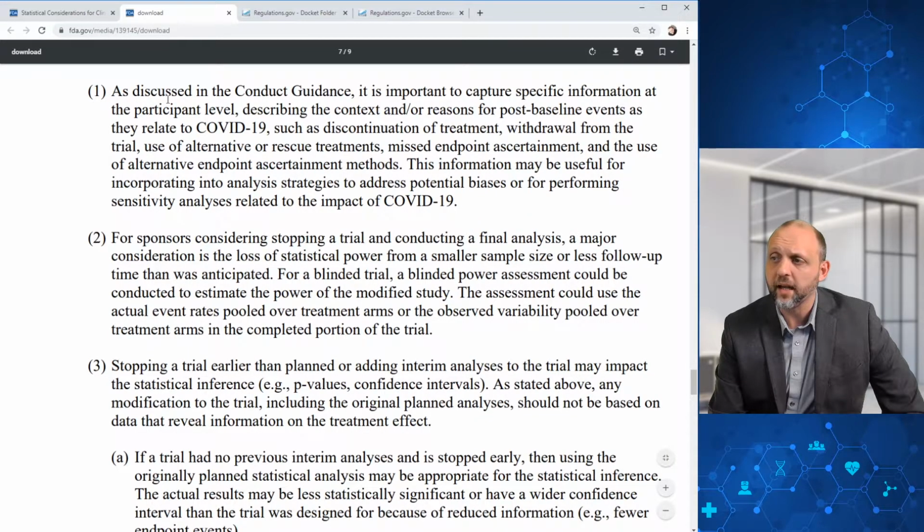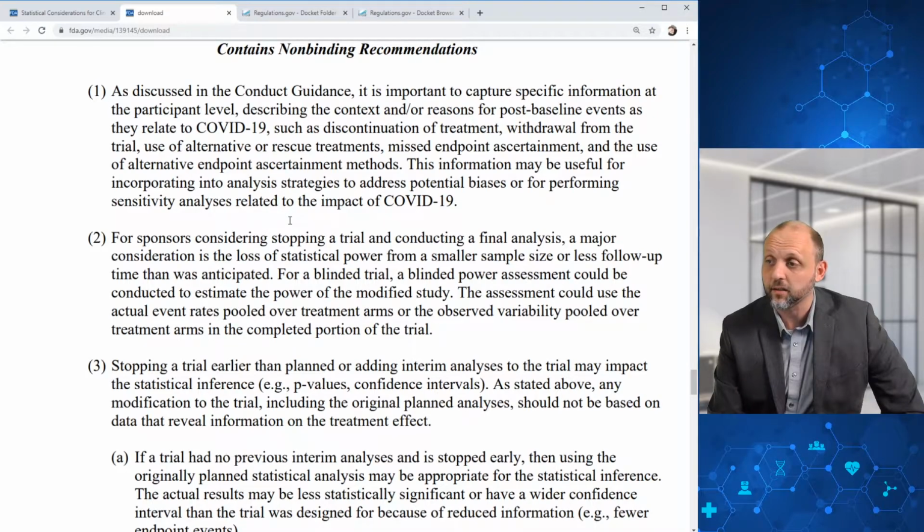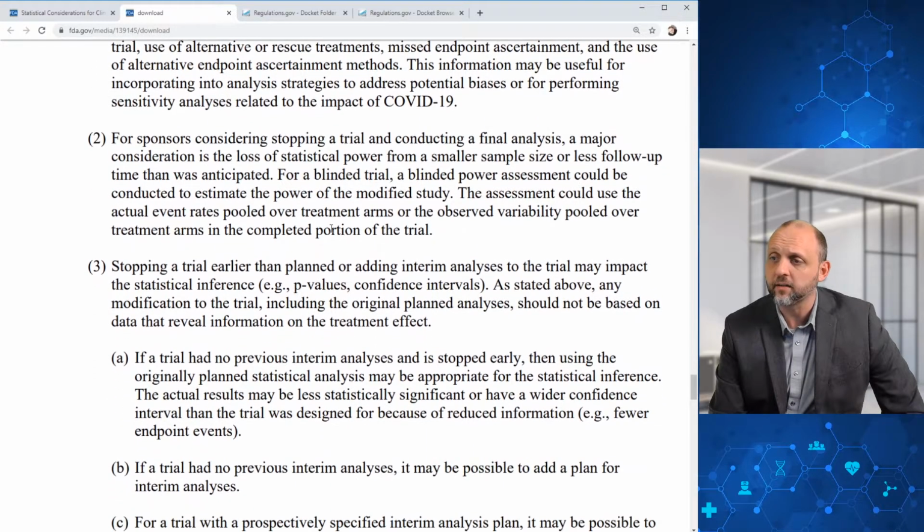So here, number one, as discussed in the conduct guidance, it is important to capture specific information at the participant level describing the context and/or reasons for post-baseline events as they relate to COVID-19, such as discontinuation of treatment, withdrawal from the trial, use of alternative or rescue treatments, missed endpoint ascertainment, and the use of alternative endpoint ascertainment methods. This information may be useful for incorporating into analysis strategies to address potential biases or for performing sensitivity analyses related to the impact of COVID-19.